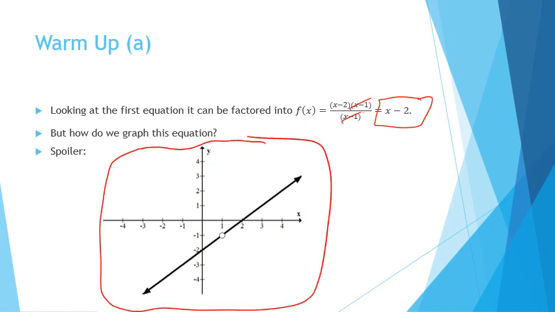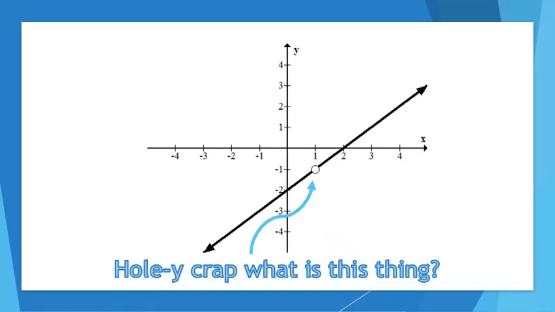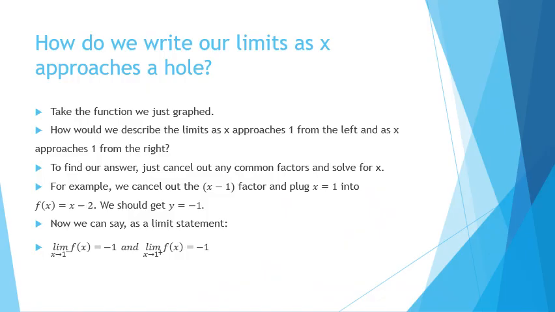This is actually that graph right there. As you can see, there's something a little different, right? There's that thing. And so, holy crap, what is that thing? That is, no pun intended, a hole, what we call a hole. All right, so we obviously saw that that graph right there had a hole at x equals 1.